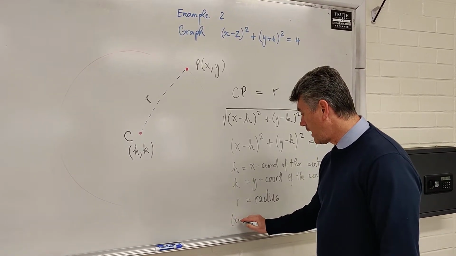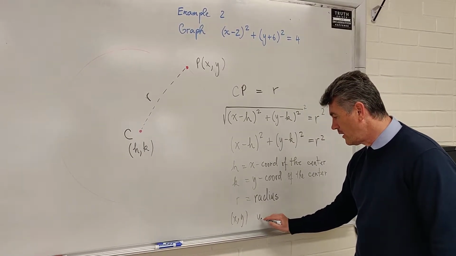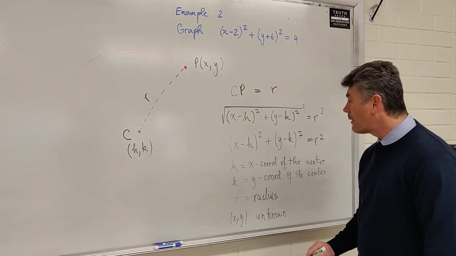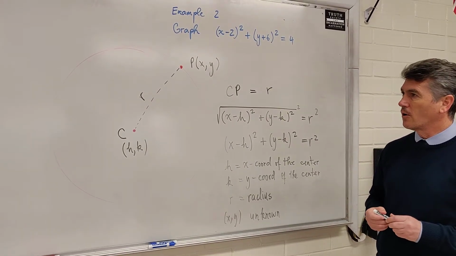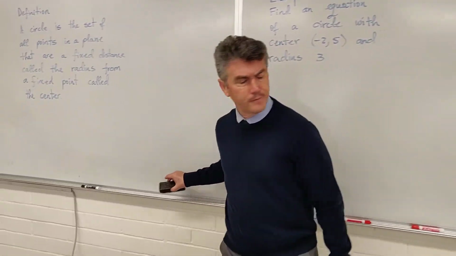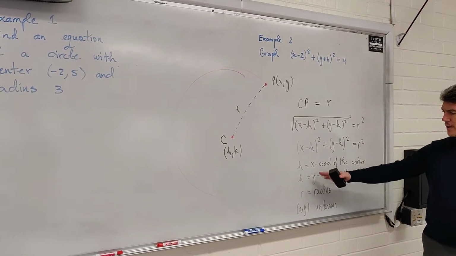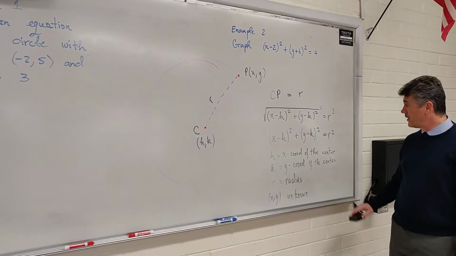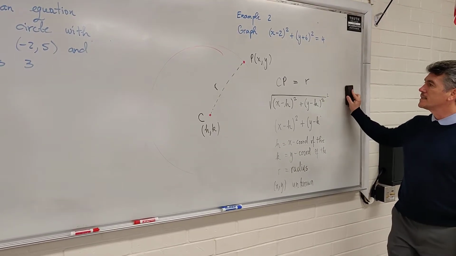And what about X and Y? Well, X and Y are unknown. They represent the X and the Y coordinates of any point on the circle. Let's do a few examples now. Again, standard equation, H, K, R, X, and Y. If you want, you can pause the video, copy the formula, because we're going to use it over and over again in this lesson.